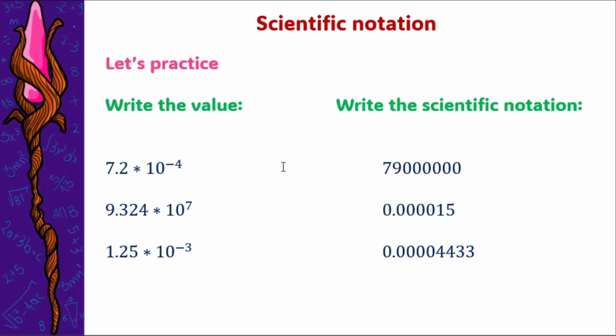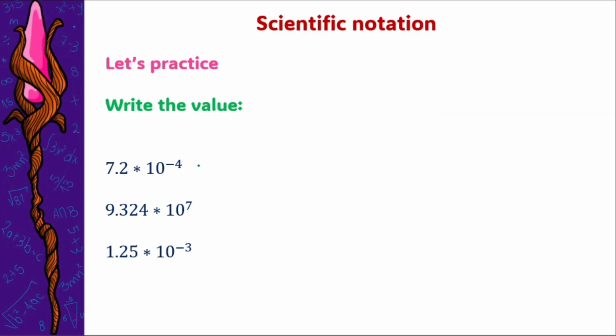Okay guys, now it's your time to practice. On the left, you have numbers given in the scientific notation. Write the actual value of those numbers. And on the right, you have some numbers written in the normal notation, so please write them in the scientific notation. Please pause the video, try to do them, and then come back for the answers so you can check if you answered them correctly.